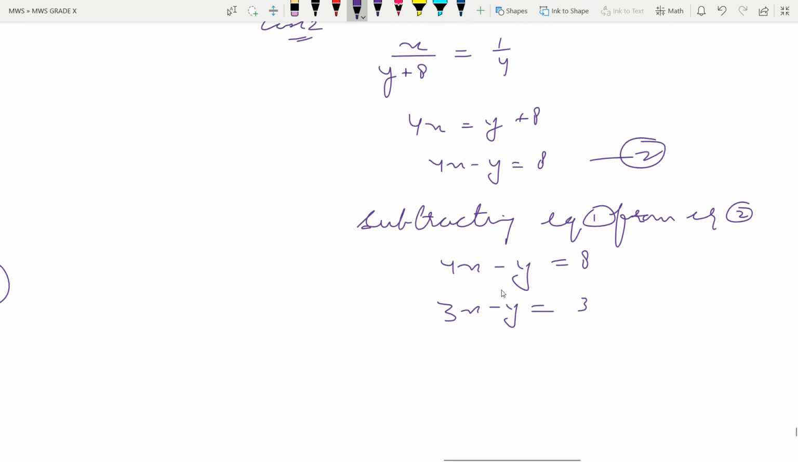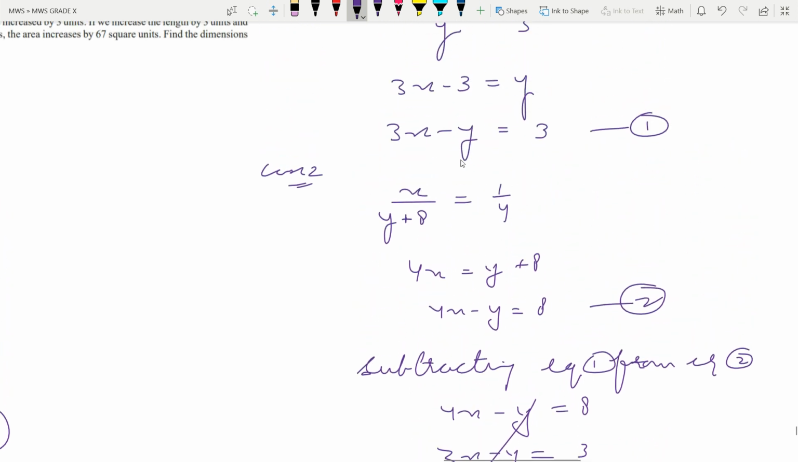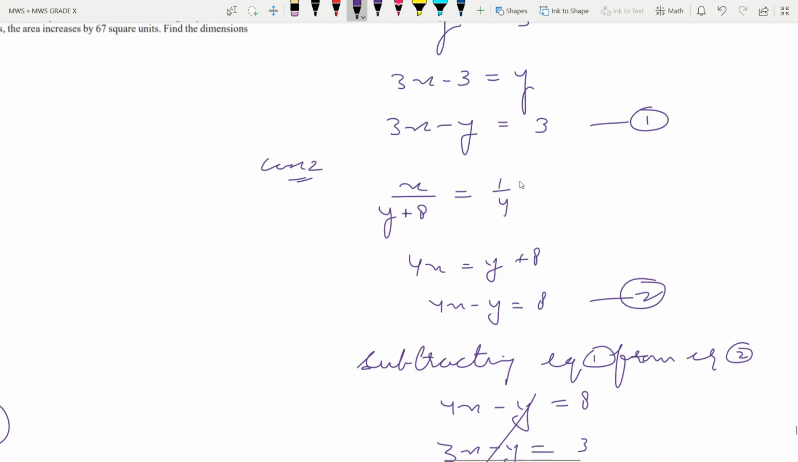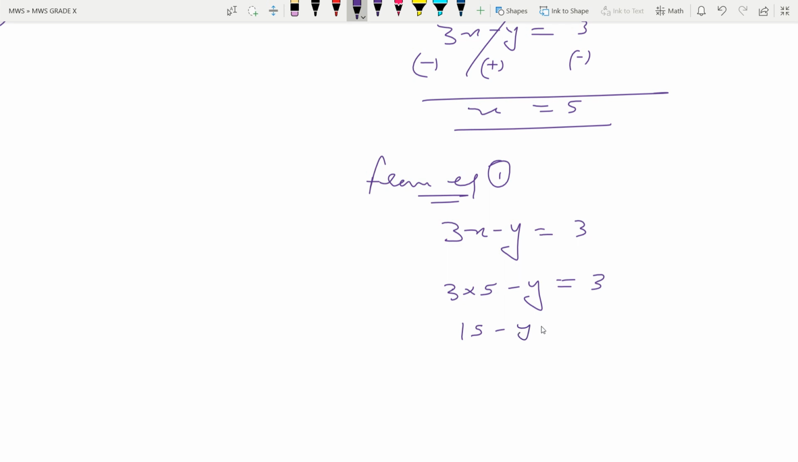Why we are subtracting these two equations? Because here the sign is same. We need to change the sign to cancel them. That's cancelled. So here x and here we are left with 5. So x is 5. So we can take out the value of y, put the value of x in equation 1. So from equation 1, 3x minus y is equals to 3. Put the value of x in this, that is 5. 15 minus y is equal to 3. Take this y this side and bring this 3 this side. So y is equal to 12.